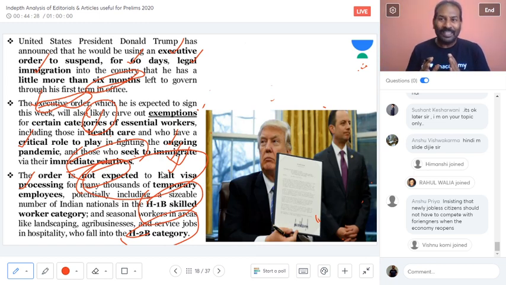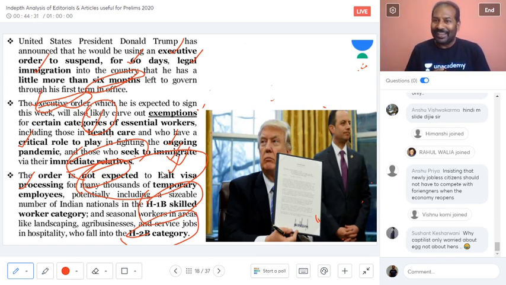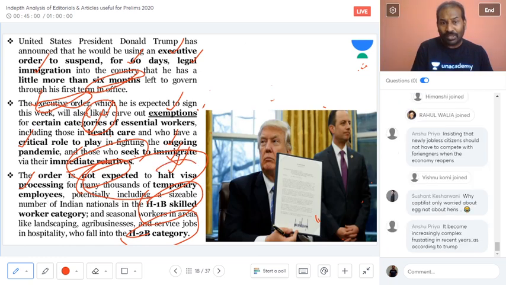Now you understand the diplomatic relations between India and US, and the bilateral relations between India and US. Howdy Modi and Namaste. How is it working? Is it working, or will it work? Definitely it depends upon the interest of both the countries, and how the Indian diaspora will impact the November 2020 US presidential election. Probably that is the reason, likely to carve out the exemptions. The order is not expected to halt visas.